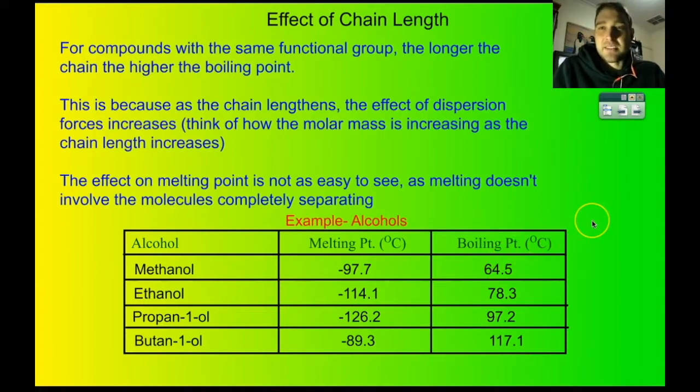The reason for this is, as we're increasing the number of carbons, we're going to increase the strength of dispersion forces acting between the molecules. So the longer the carbon chain, the more atoms you have. The more atoms, the higher the molar mass. But really you're adding in more electrons. The more electrons you have, the stronger the temporary dipoles produced when the electrons pull at one end of the molecule or the other end of the molecule and produce a temporary dipole. So the longer the carbon chain, the stronger those dispersion forces, the higher the boiling point.